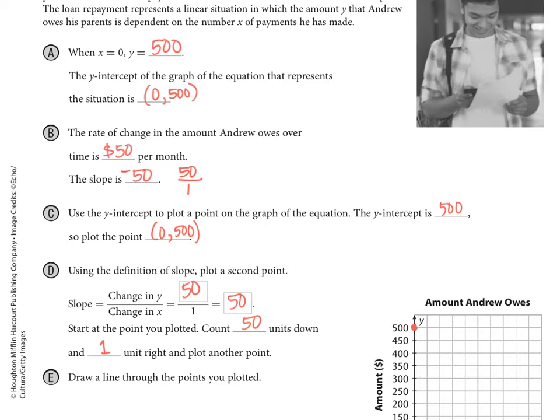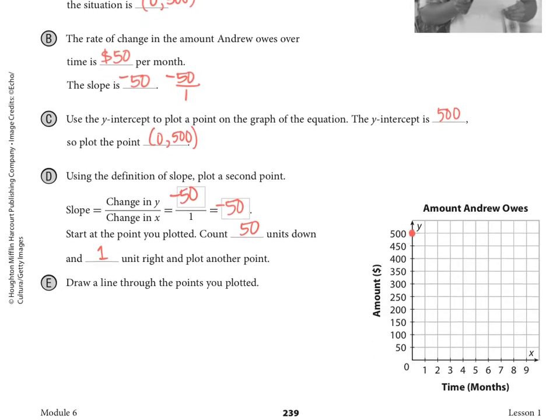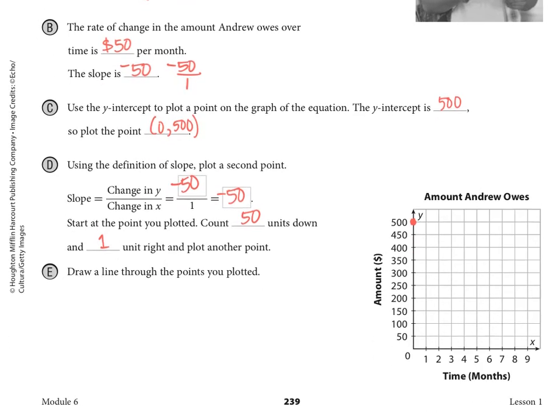So I'm changing the answer that I put in part B. So we're subtracting $50 from the amount that Andrew owes. And that means our slope is going to be negative 50 over 1, which is negative 50. And then let's go ahead and use our slope to find our second point. So from my y-intercept, I'm going to go down 50, which goes to 450, and then over 1 to the right. And this gives me $450 after 1 month. Then it's going to go down 50 and over 1 again, $400 in 2 months, and so on.